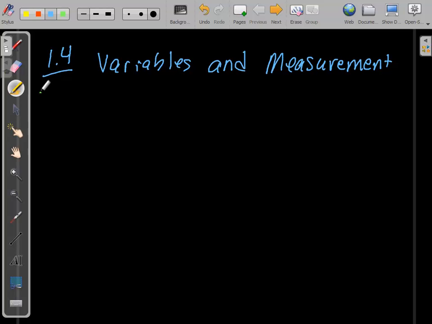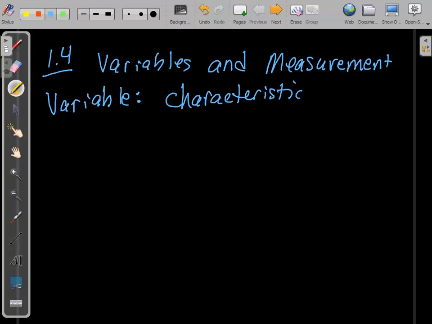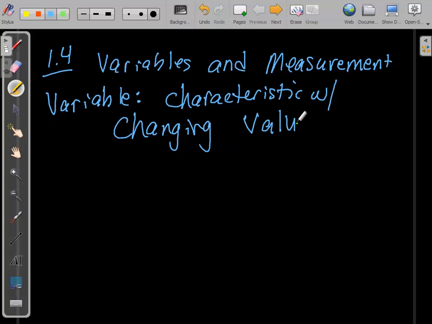Okay, so remember that a variable is a characteristic that we're going to measure that has values that change. So it's a varying characteristic, so I'll just say a characteristic with changing values. So a person's height, or the height of members in a certain population, something like that.